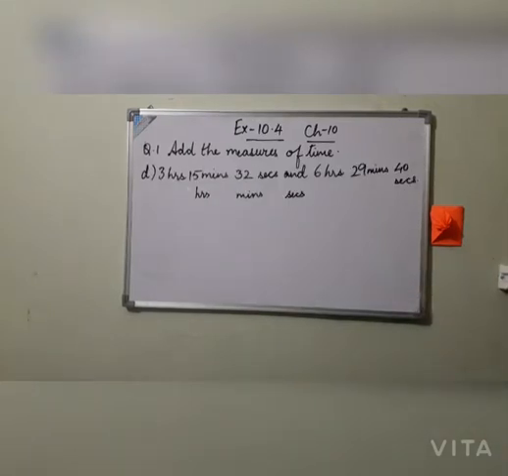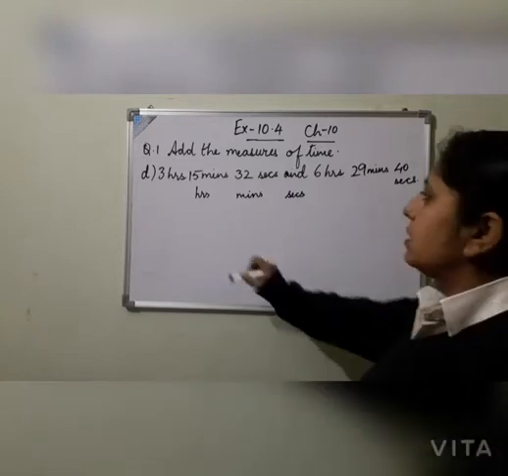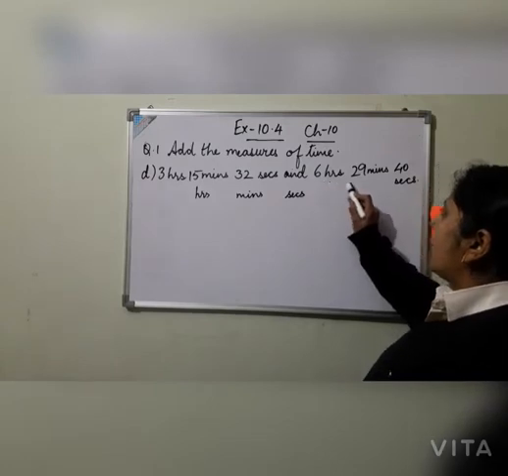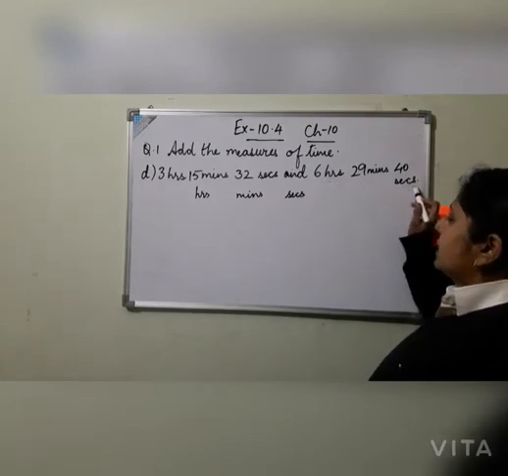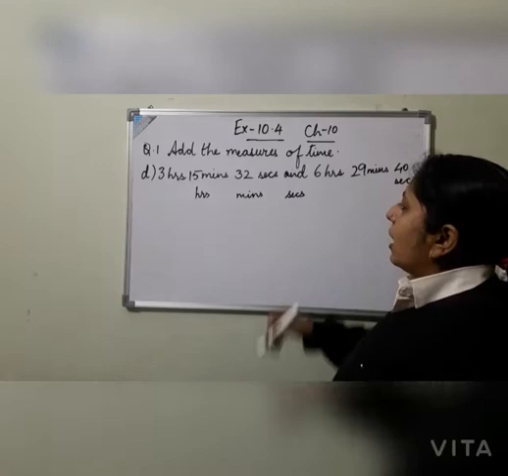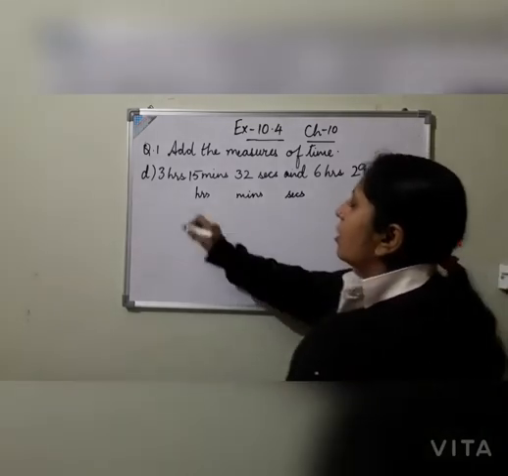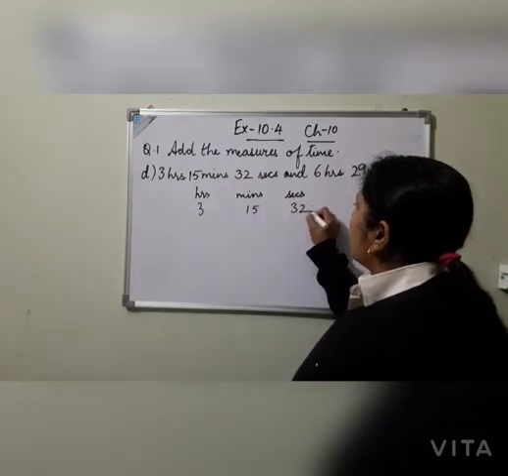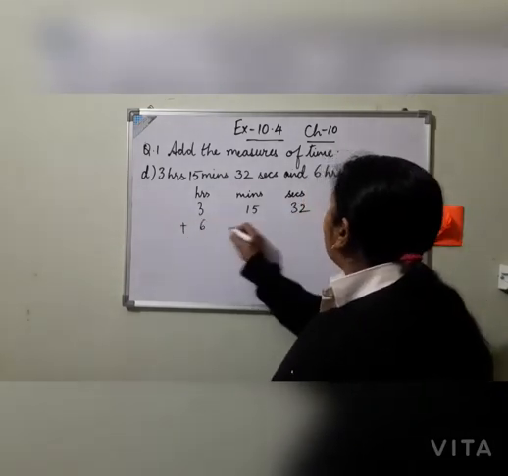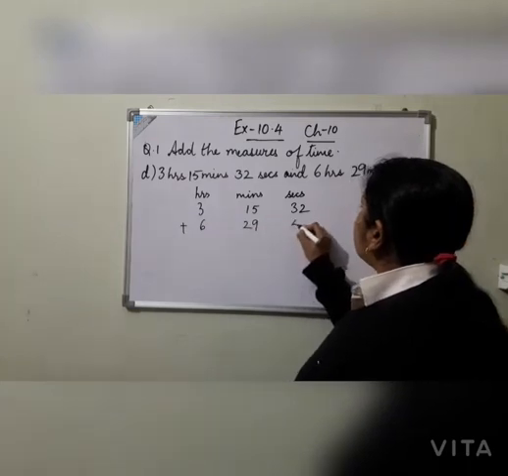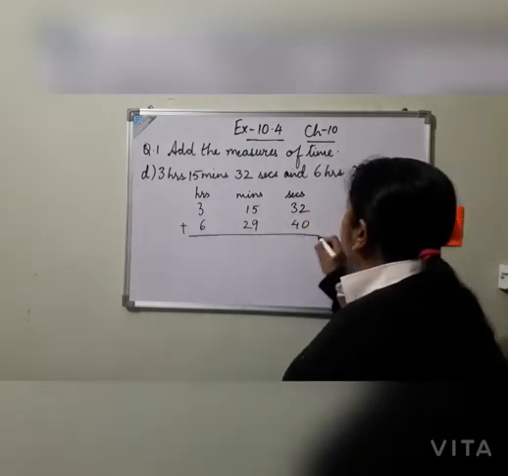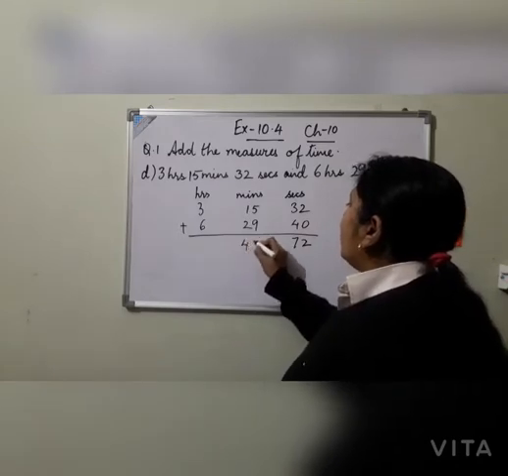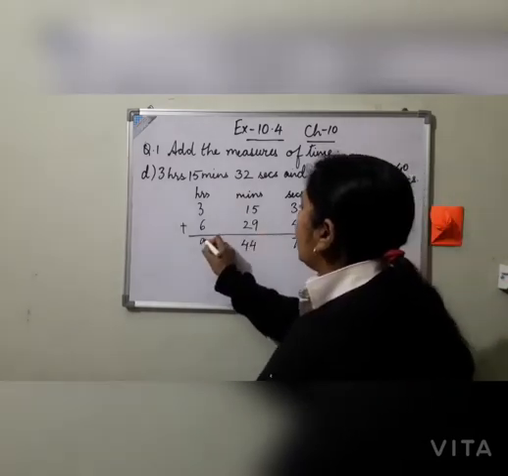Now students, question number 1 D part says 3 hours 15 minutes 32 seconds is to be added to 6 hours 29 minutes 40 seconds. So again we will write the hours, minutes and seconds in different columns. 3 hours 15 minutes 32 seconds plus 6 hours 29 minutes 40 seconds. When added you get 72 seconds, 44 minutes and 9 hours.